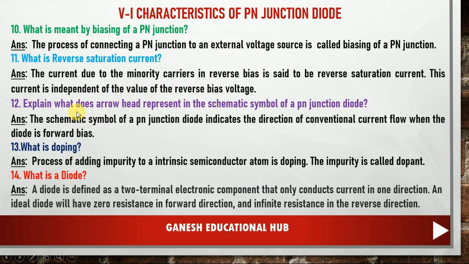Next question. Explain what does arrowhead represent in the schematic symbol of a PN junction diode. The arrowhead in the schematic symbol of a PN junction diode indicates the direction of conventional current flow when the diode is forward biased.